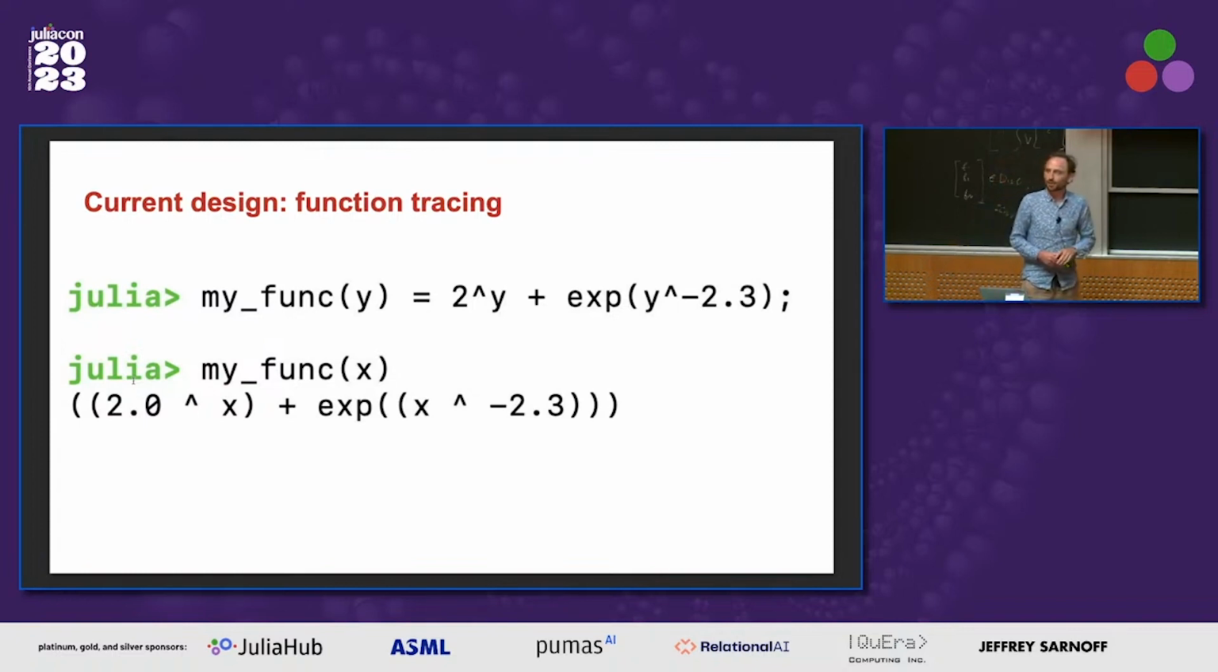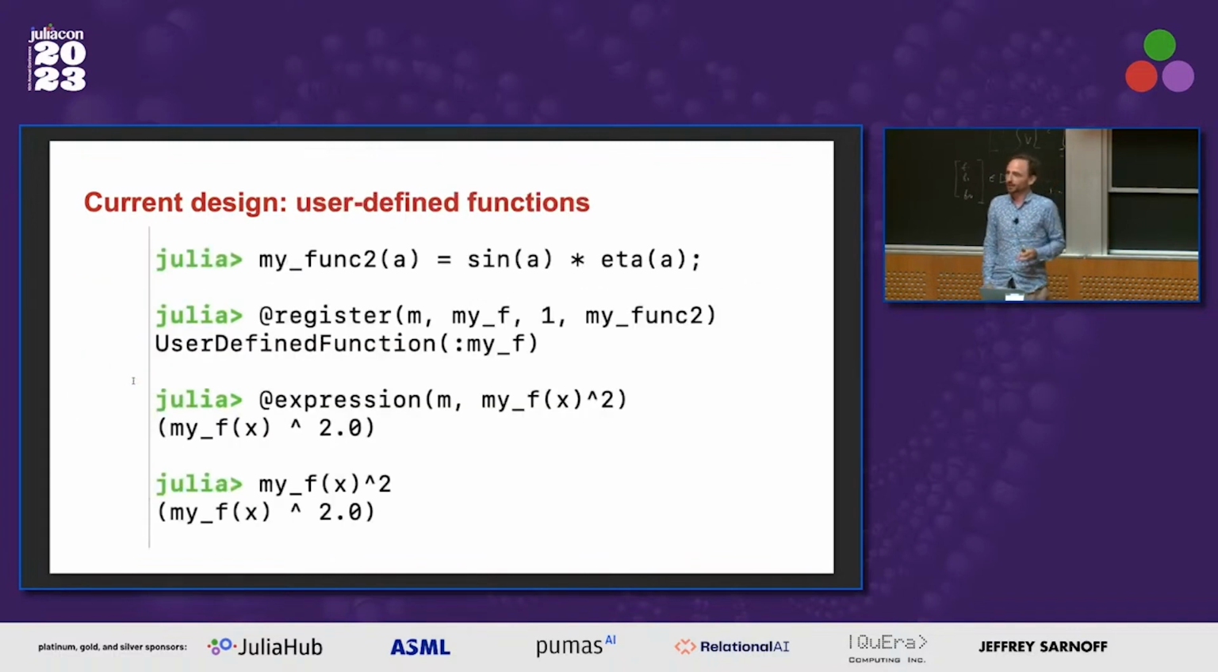Previously, if you've used JuMP and you've written user-defined functions, you had to register them, and then either use automatic differentiation to compute the derivatives, or you had to manually provide those. Whereas now you can just plug in the x and it builds the expression.